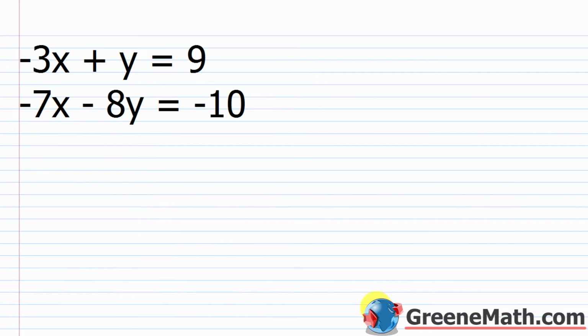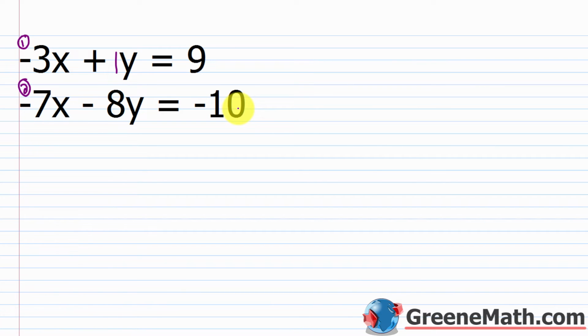All right, for the next one, we have negative 3x plus y equals 9, and we have negative 7x minus 8y equals negative 10. So the first thing I want you to notice here is that you have a coefficient of 1 on your variable y in what I would like to say is the first equation. So I'm going to label this as equation 1, and this is equation 2, just for reference sake. I say, hey, equation 1, I'm talking about this one. Equation 2, I'm talking about this one.